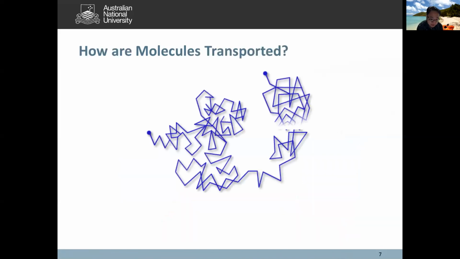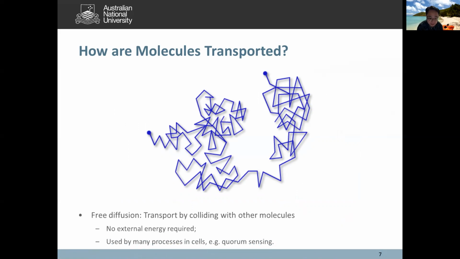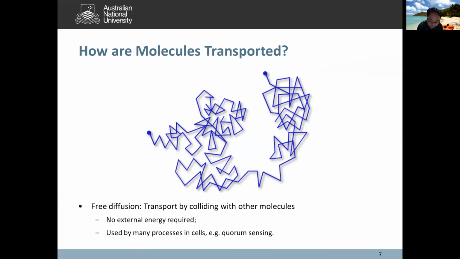So how are the molecules transported? As we have mentioned in the previous slides, the molecules propagate within the environment from the transmitter to the receiver. And very often in the early studies in molecular communications, we consider that the molecules propagate according to free diffusion, or sometimes we call it Brownian motion diffusion. And the advantage of this free diffusion, or this propagation of molecules, is that we do not need external energy to transport these molecules.